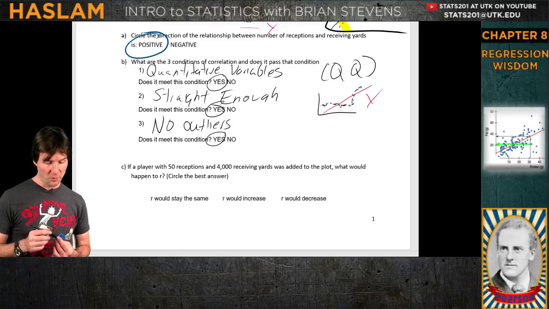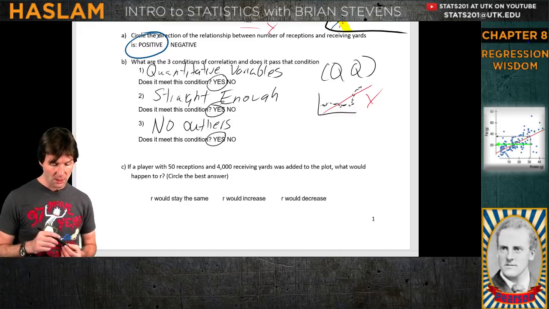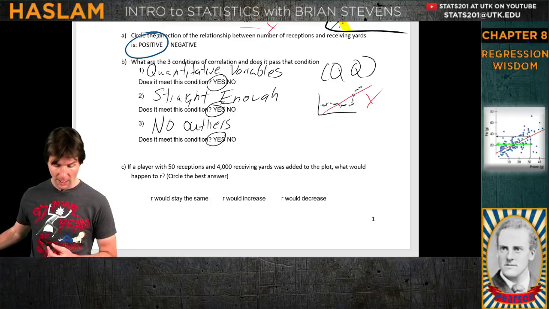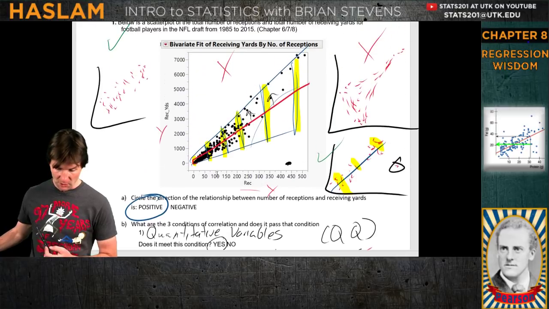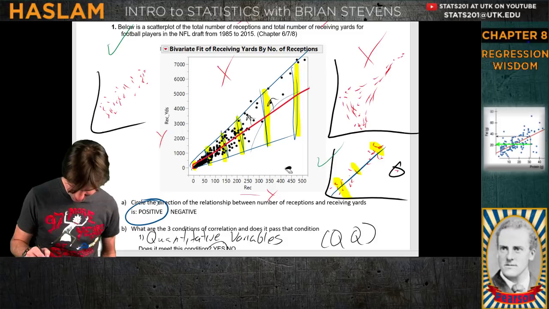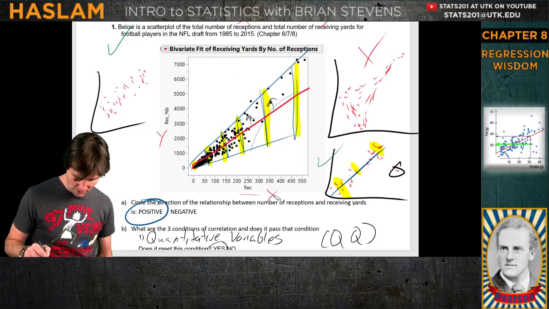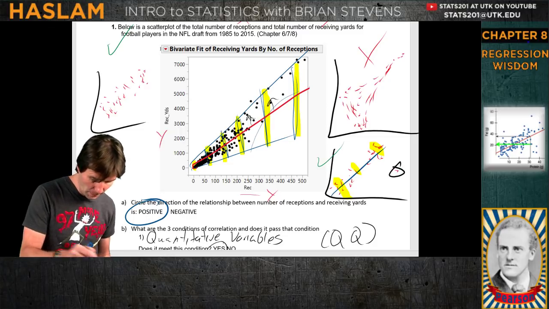So here we are. If a player with 50 receptions and 4,000 receiving yards was added to the plot, what would happen to R? I might have done that. 50 receptions and 4,000 receiving yards. So let's erase Brian's point. Did I put them right in that spot? Oh my gosh, I almost did. So they have 50 receptions and 4,000 receiving yards. They would actually be right here.